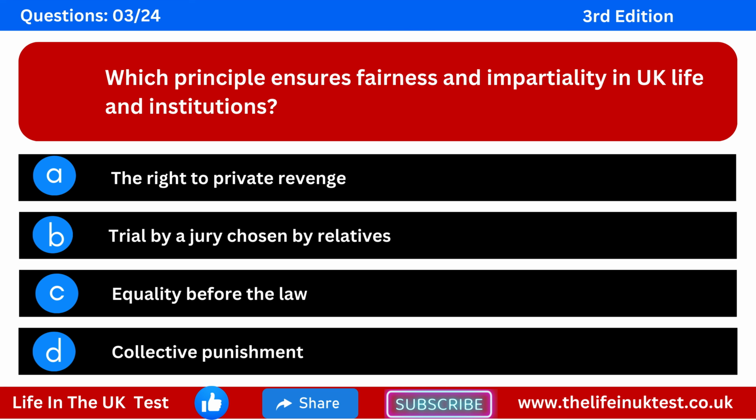Option A, the right to private revenge. Option B, trial by a jury chosen by relatives. Option C, equality before the law. Option D, collective punishment.